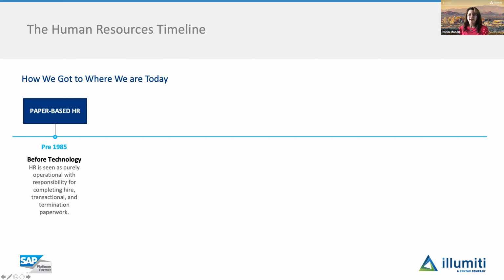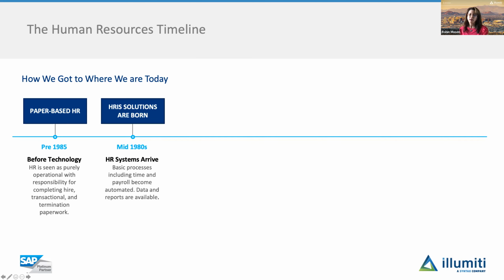So prior to 1985, HR was still primarily a paper-based organization. As we move into the mid to late 1980s, we're starting to automate the HR data collection, and this data was managed primarily on mainframe computers. And I remember working on these just plain black and white screens. They were very boring, but that's what we had back then.